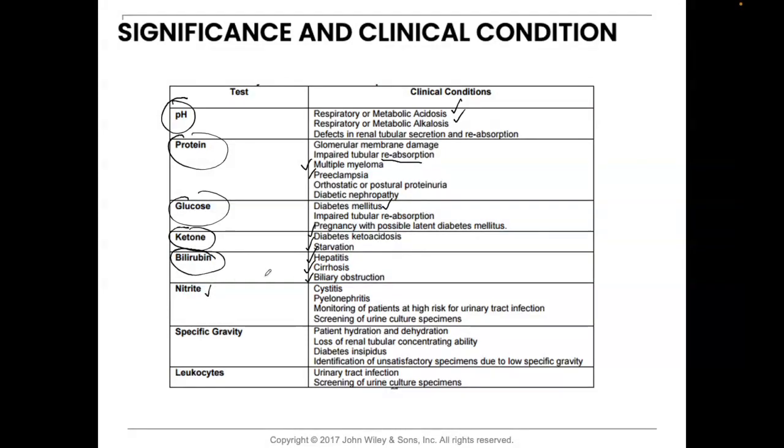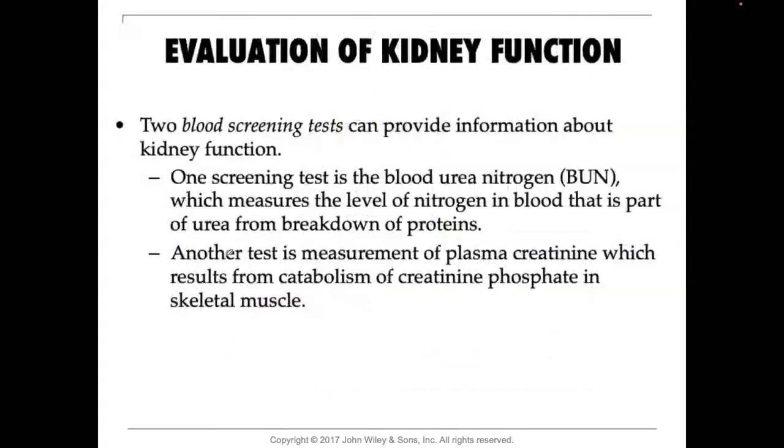Are there nitrites? That could be seen with cystitis, pyelonephritis. It could be seen with people at high risk for urinary tract infections. Specific gravity is checking hydration levels primarily, and leukocytes for UTIs, for urinary tract infection. So a urine analysis, a UA, can give us lots of information. It's not an invasive test. They're pretty cost efficient, and should be done.